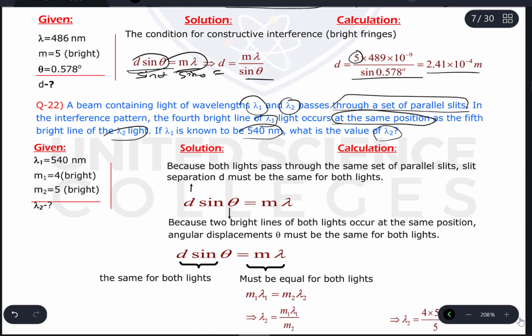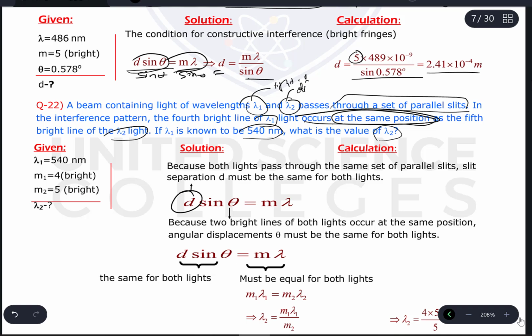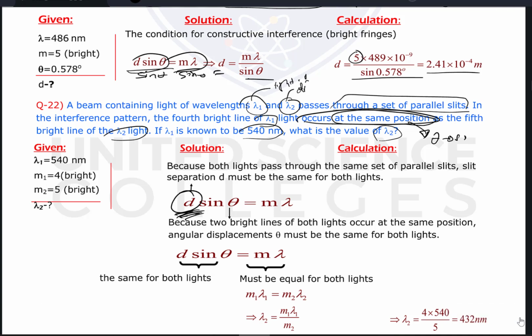Two things are the same in here. One of them is that both lights, light 1 and light 2, pass through the same diffraction grating, the same parallel slits. So d is the same for both lights. And also, they occur at the same position. Same position means their position angle theta is also going to be the same. So d is the same because the light passes through the same parallel slits, and theta is the same because they occur at the same position.